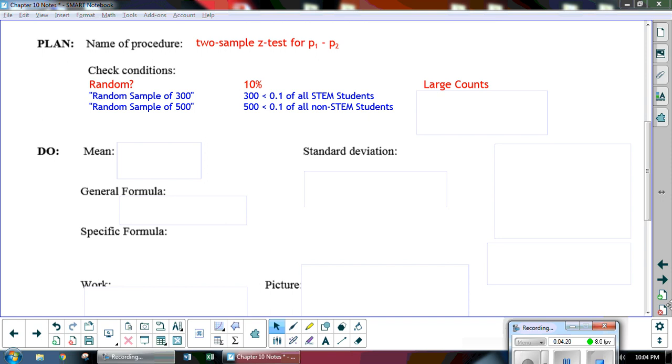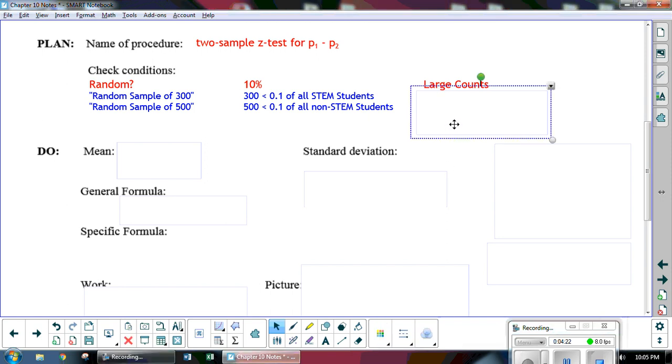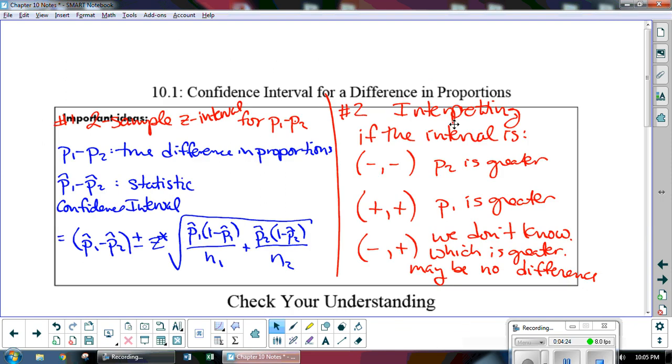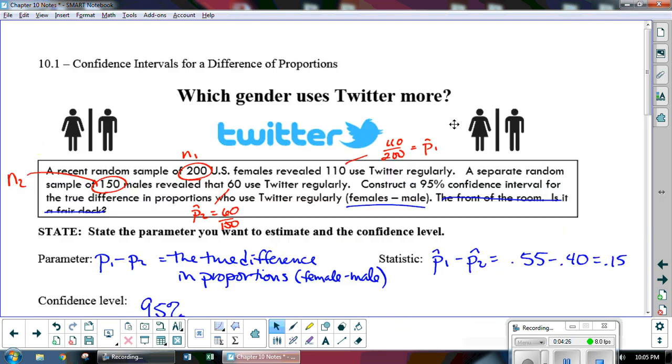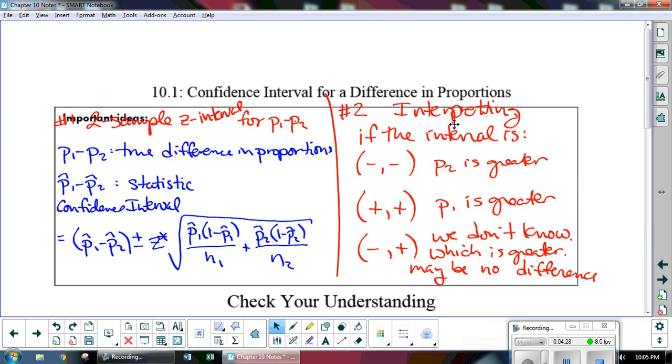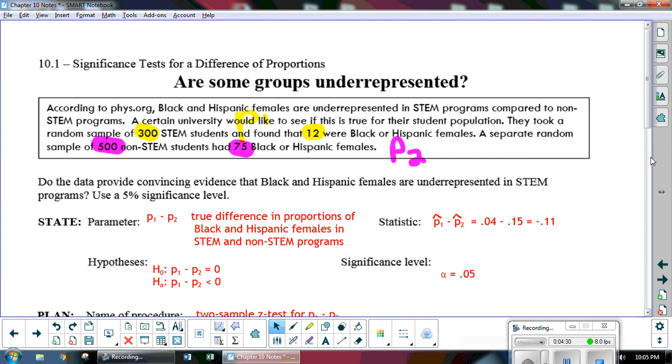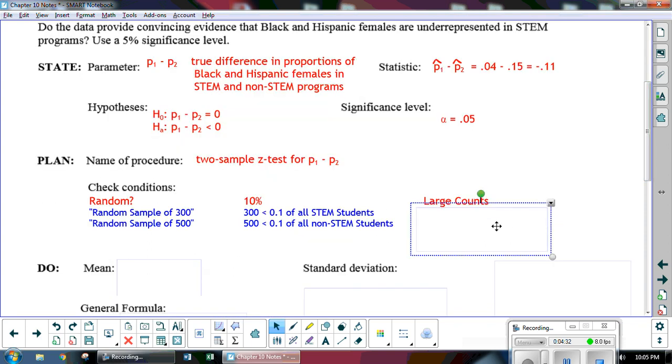And the large counts, which talks about normality. P-values, remember, whoa, wrong. When you accidentally delete a whole page, it's not your best move.